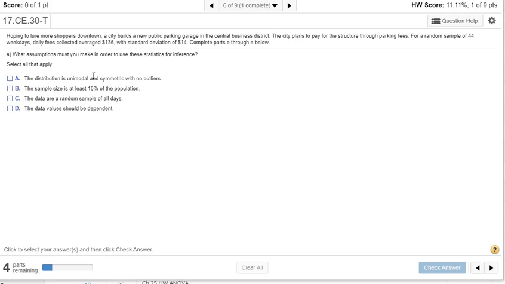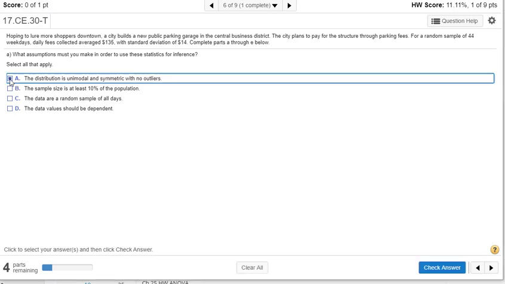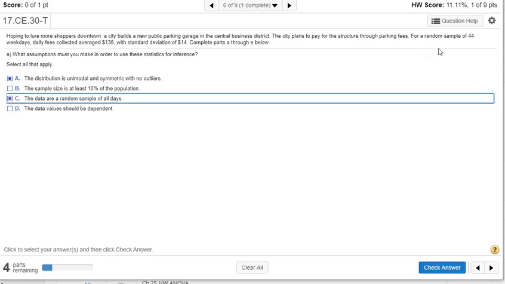Okay, so what assumptions do we need to make in order to run the t-test, the t-interval? So we definitely need to have a distribution that's unimodal and symmetric without any outliers. At least 10% of the population? No, definitely does not need to be at least. In fact, if it gets too big, it actually messes us up, so we don't want that one. Data are a random sample of all days? Yes. And it says it's a random sample of 44 weekdays. And the data values should be dependent? Nope, they actually need to be independent, so we are good on that.